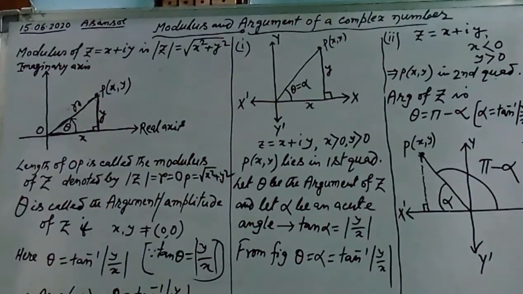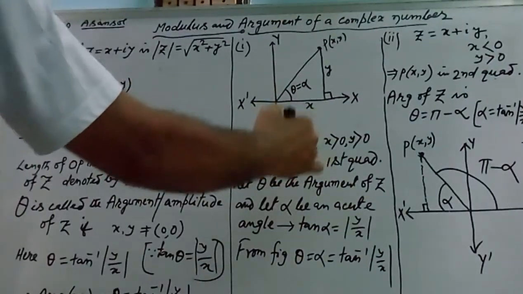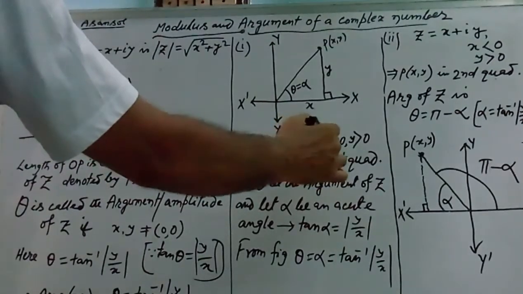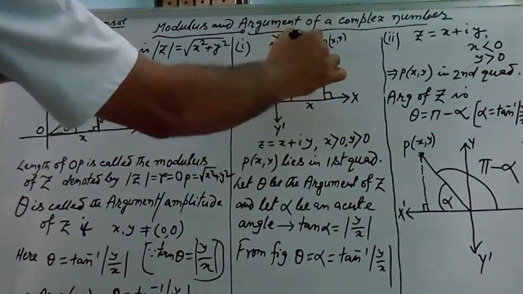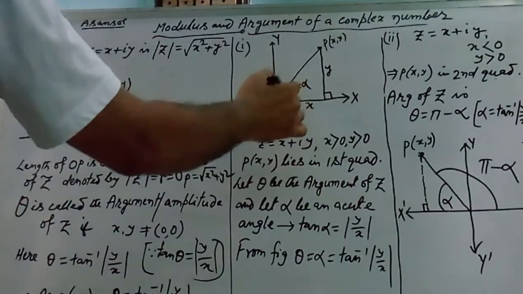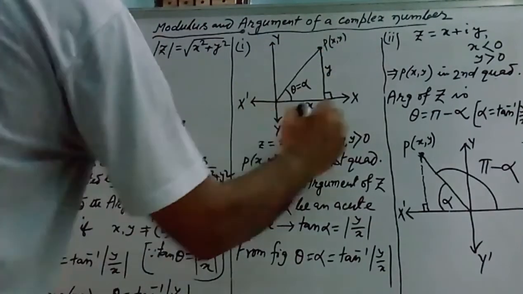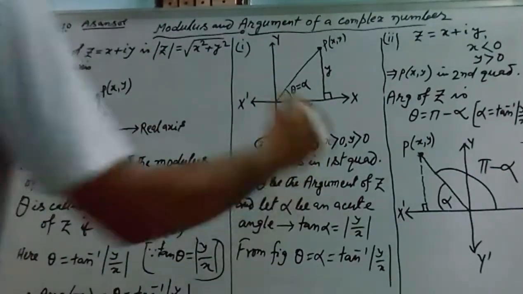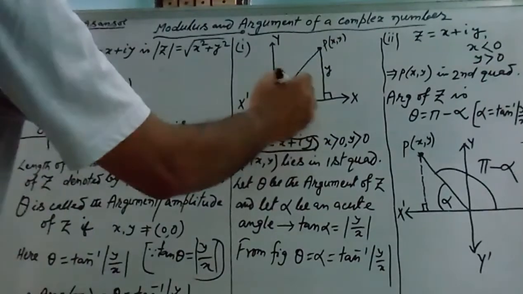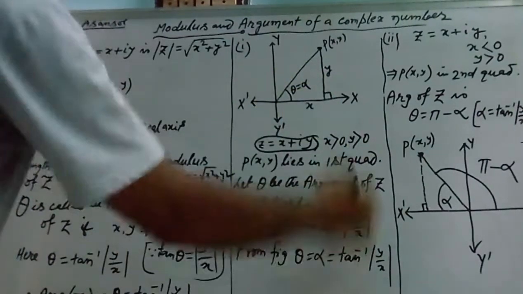Now, we'll discuss it in different quadrants. Suppose z is equal to x plus iy, the complex number, and here x is greater than 0 and y is greater than 0. Means P(x, y) lies in the first quadrant. Let theta be the argument of this complex number. Let alpha be an angle satisfying the condition tan alpha is equal to mod y by x.